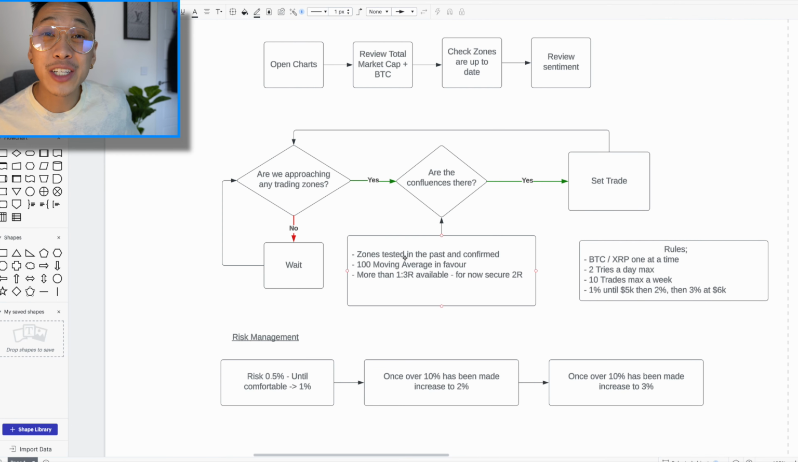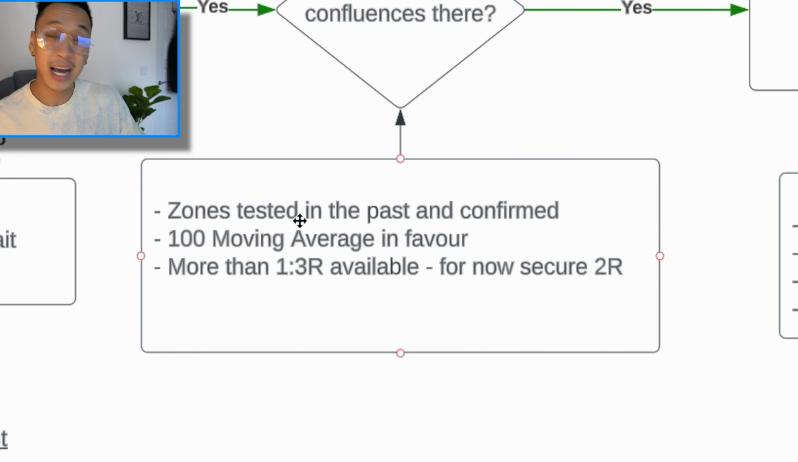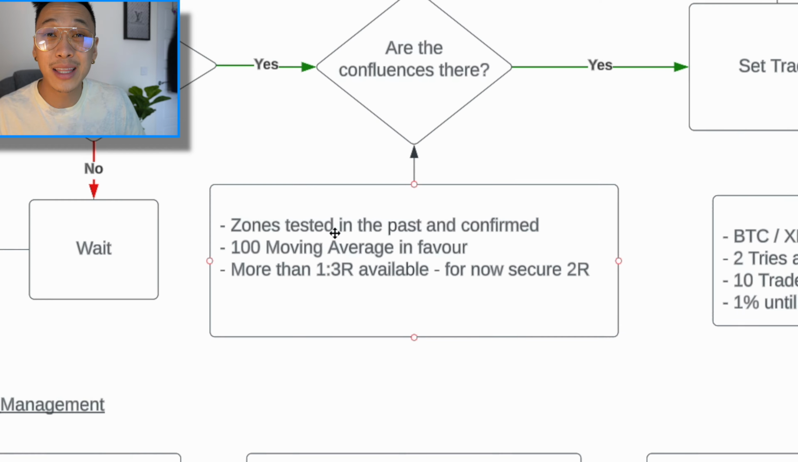So for the Bitcoin trading strategy one, the one I wanted to have is to have zones that have been tested in the past and confirmed, moving average in favor, and more than 1 to 3 risk to reward available. So if I'm risking 1%, there has to be more than 3% available on the table. If I just take 2%, 1%, whatever profit I secure, that doesn't matter, but there has to be more than 3 available to make the trade valid.